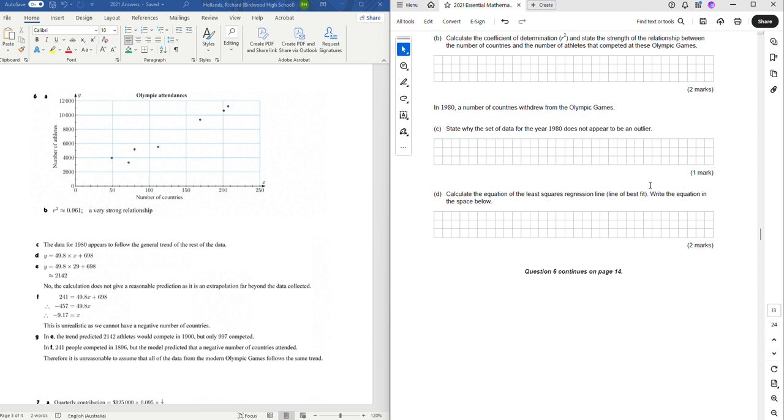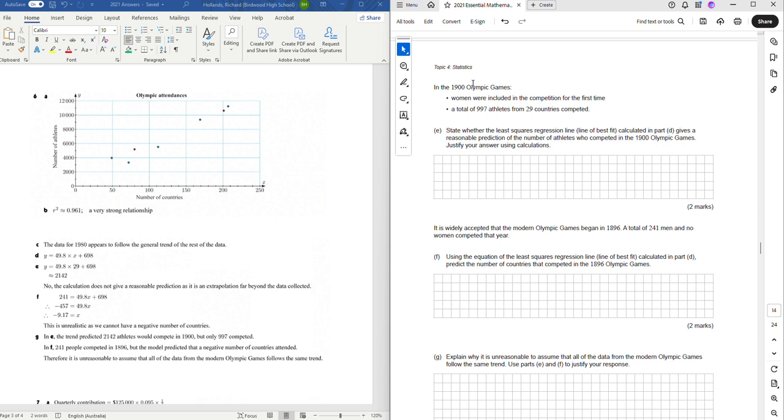Calculate the equation for the least squares regression line of best fit. Write the equation in the place below. So D is y equals ax plus b. Again, when you're on the screen that gives you R squared, it will give you a and b. When you look here, y equals 49.8 times x plus 698. That's all it's asking you to do.